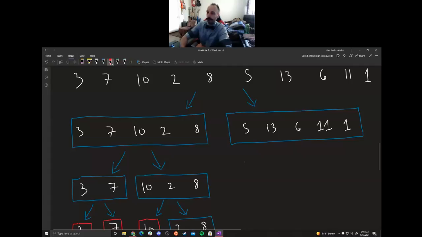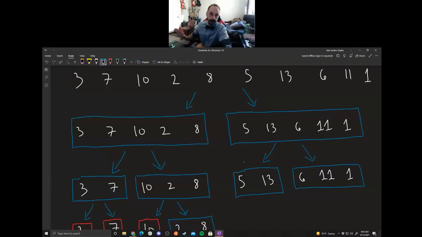Alrighty. So we're going to first break the list into two pieces: 5, 13, 6, 11, and 1. So we have to call merge sort on the two sublists once again. And then what will happen is magically, at some point, these two lists will be officially sorted, and we have to merge them. Now, right now, this is already sorted, but there's no guarantee a size 2 list could be sorted. Only a size 1 list is 100% guaranteed to be sorted.